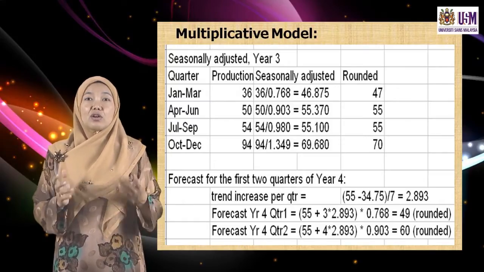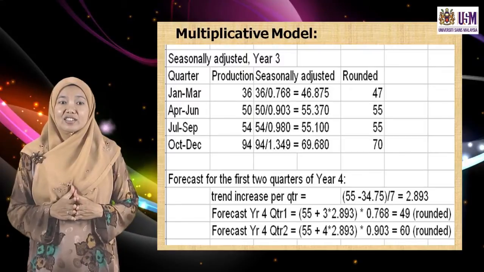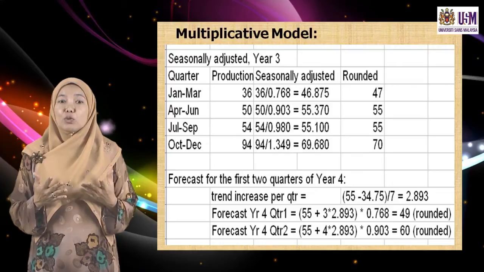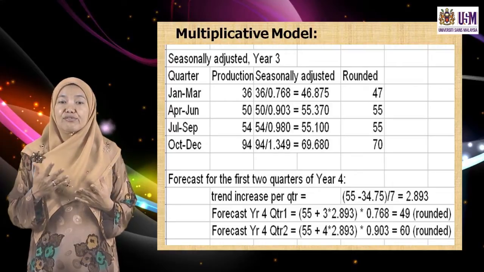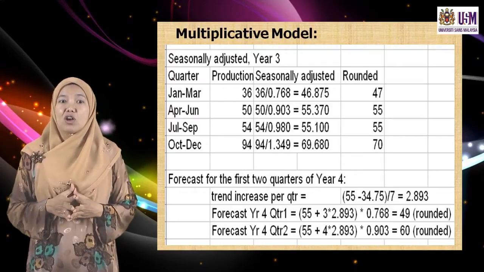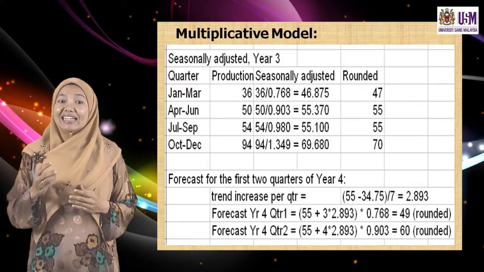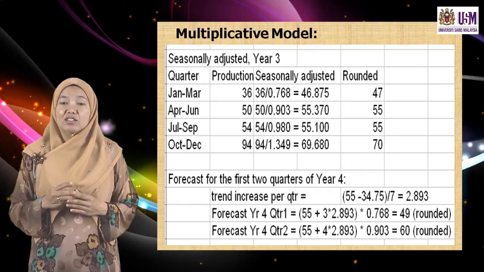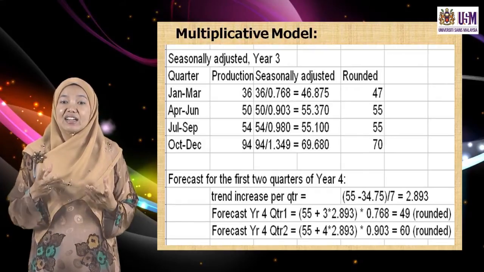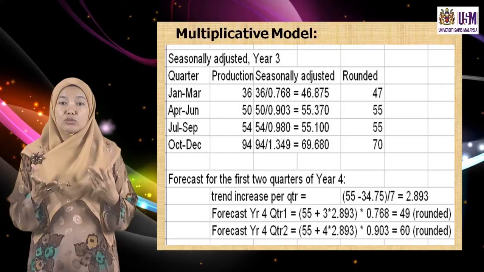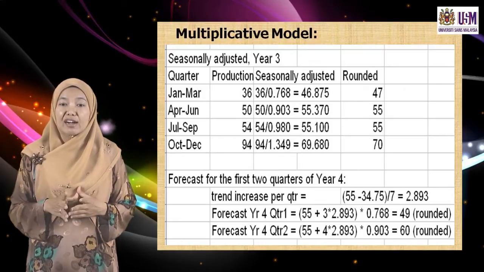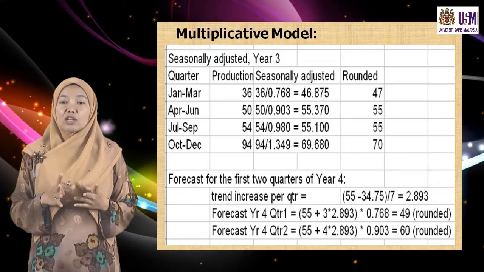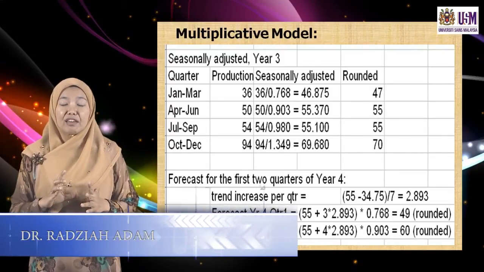So in this case, the next step, when it comes to forecasting, you would like to forecast the production value in the first and second quarter of year four. What you need to do first is to calculate the trend increase per quarter. You take the last trend value from the trend column, 55, and the first trend value in the trend column, which is 34.75.